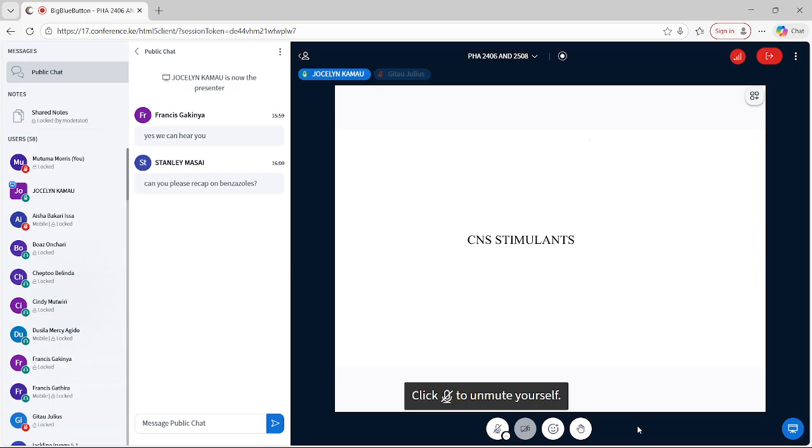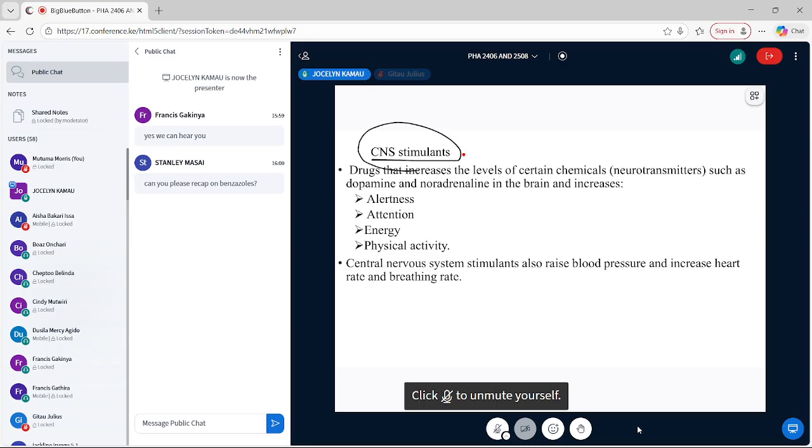Central nervous system stimulants. These are drugs that increase the levels of certain chemicals. And of course, they must be increasing the levels of these chemicals in certain areas, because when you get dopamine increasing in the mesolimbic and mesocortical areas, you find that you get a psychosis. So again, it must be in very, very specific areas such that it results in stimulation.